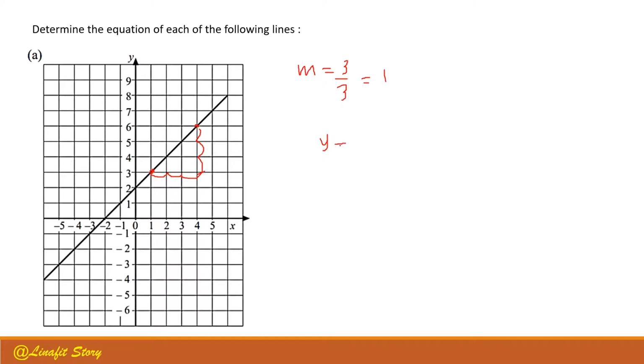Y is equal to mx plus c. The gradient is 1. So 1x, c is the y-intercept. Y-intercept is positive 2. So y is equal to 1x plus 2. Or we just write it as y is equal to x plus 2.